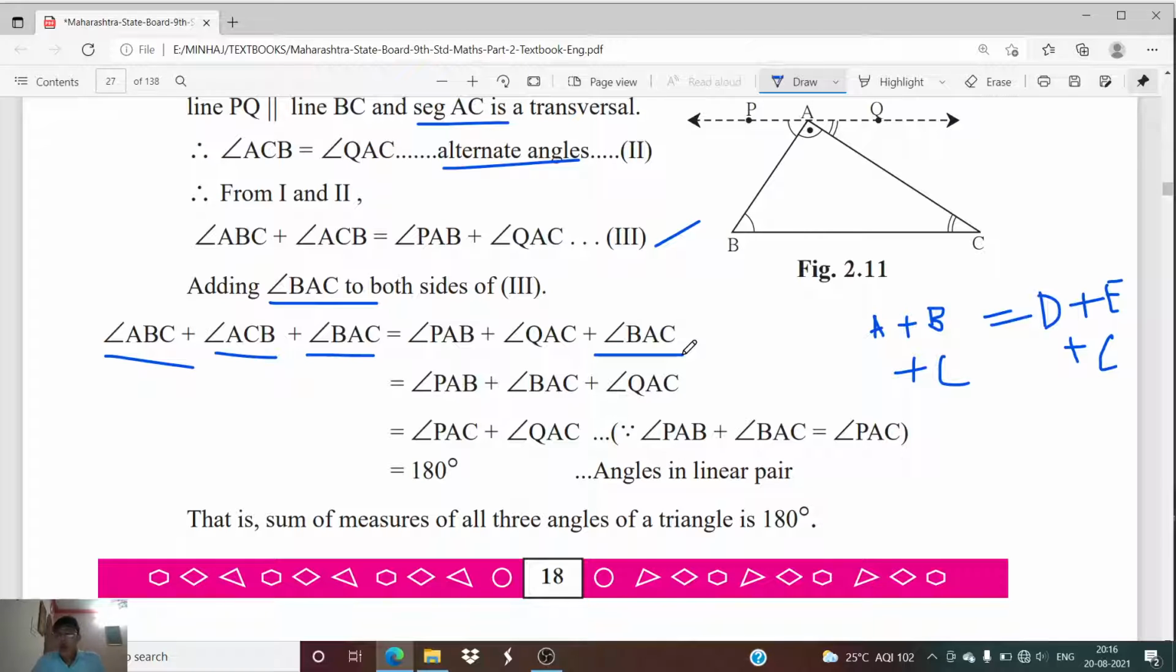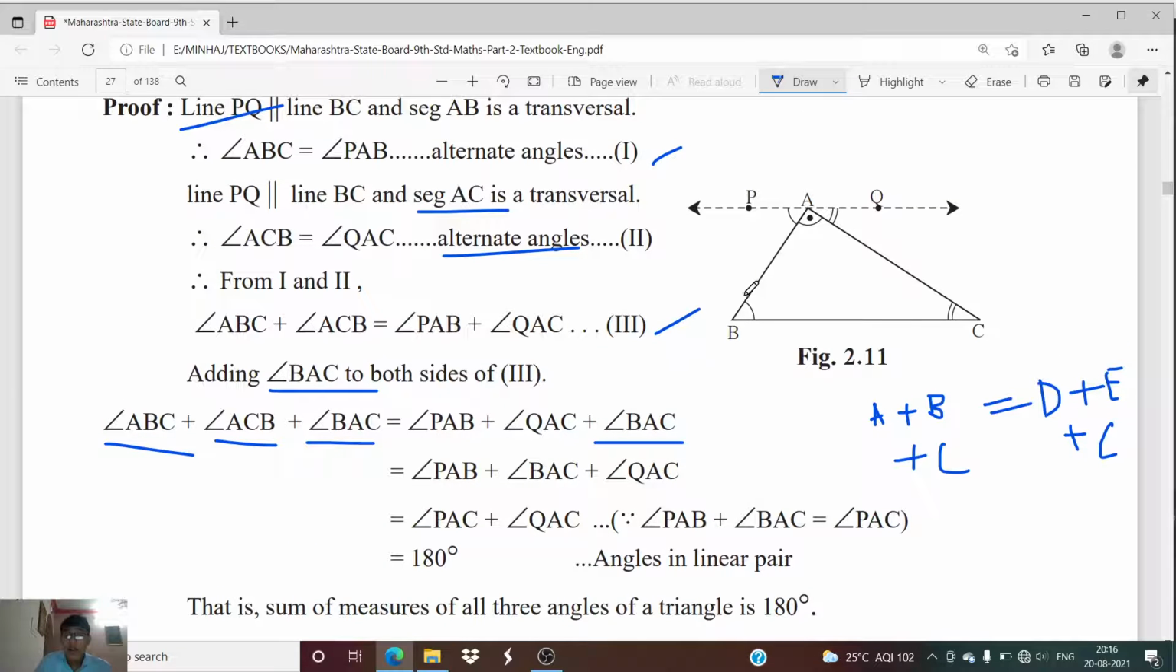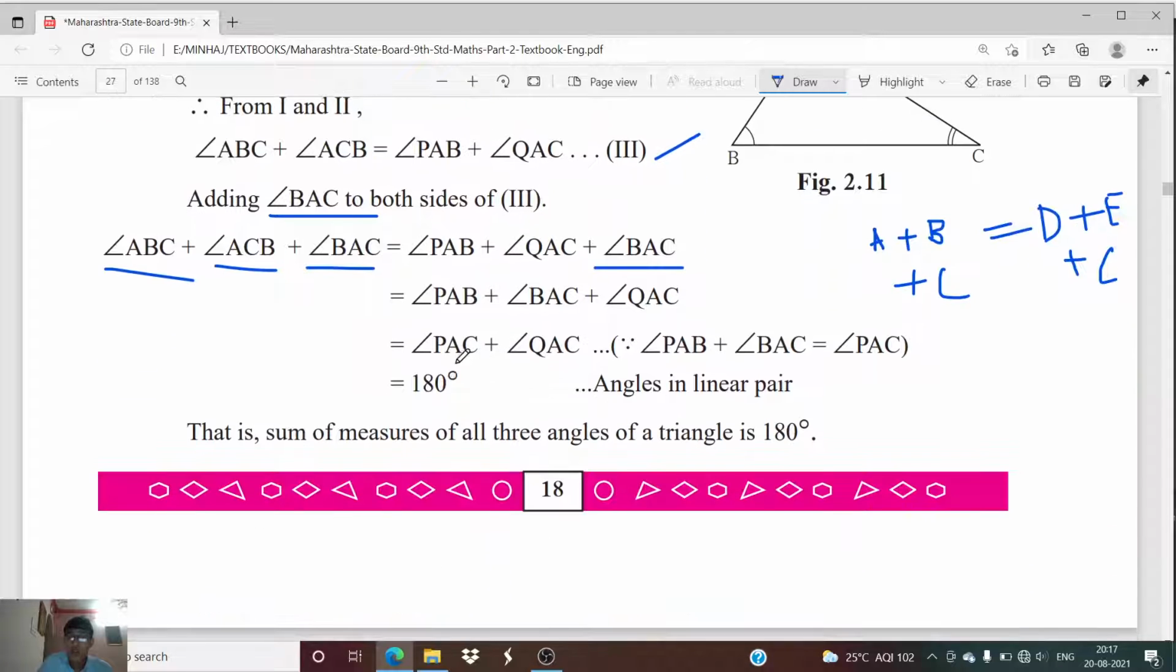Now this angle PAB and this angle BAC, both can be written as angle PAC. So PAB plus BAC, if we add this angle and this angle, what will we get? We will get angle PAC. So I have written that angle PAC over here, and we have left angle QAC as it is.